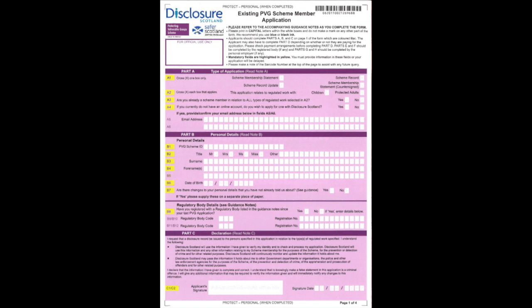So ask if they've got the letter. If they haven't got the letter, that does not mean you do not do the PVG. It just means that you have to make sure that the person is registered within the Scottish Youth FA.